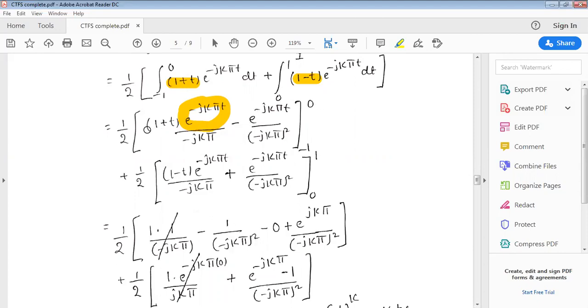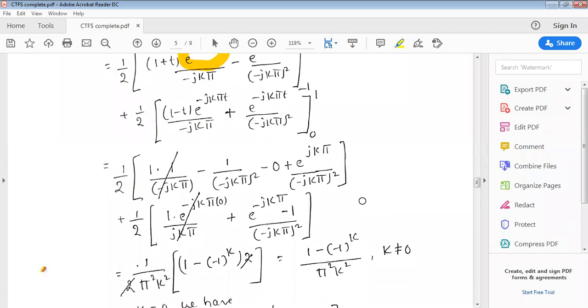So first, in both elements you have put 0. Next, minus, put -1 here. When you put -1, 1 minus 1 will become 0. So this factor will become totally 0. And minus of minus is plus. Second function, give -1. So e power jk pi divided by minus jk pi whole square.